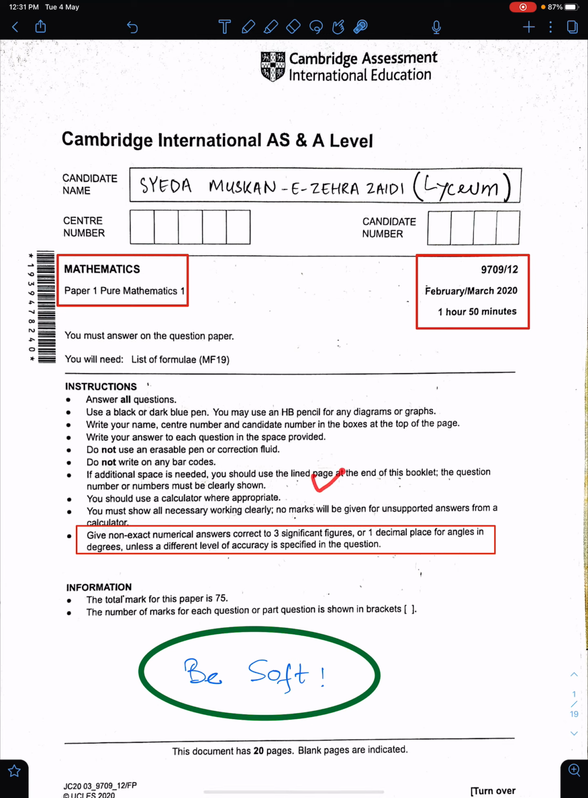Well, all these instructions are very important, especially this last one. Give non-exact numerical answers correct to 3 significant figures or 1 decimal place for angles in degrees, unless a different level of accuracy is specified in the question. You must follow these instructions.